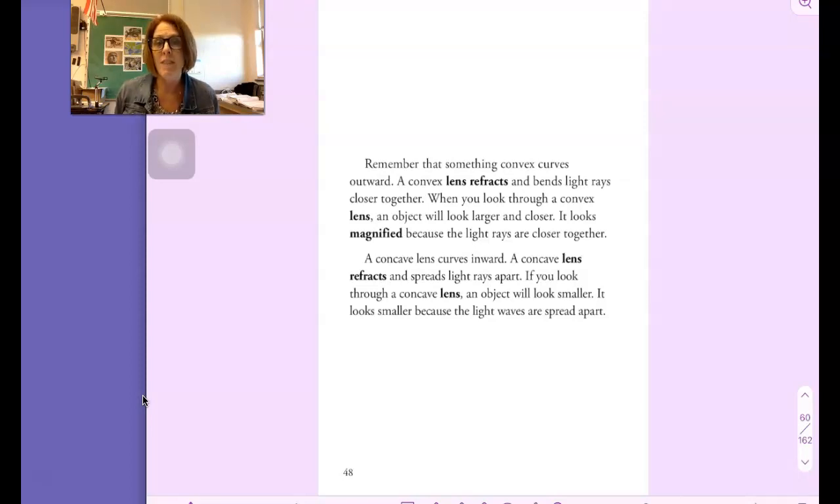A concave lens curves inward. A concave lens refracts and spreads light rays apart. If you look through a concave lens, an object will look smaller. It looks smaller because the light waves are spread apart.